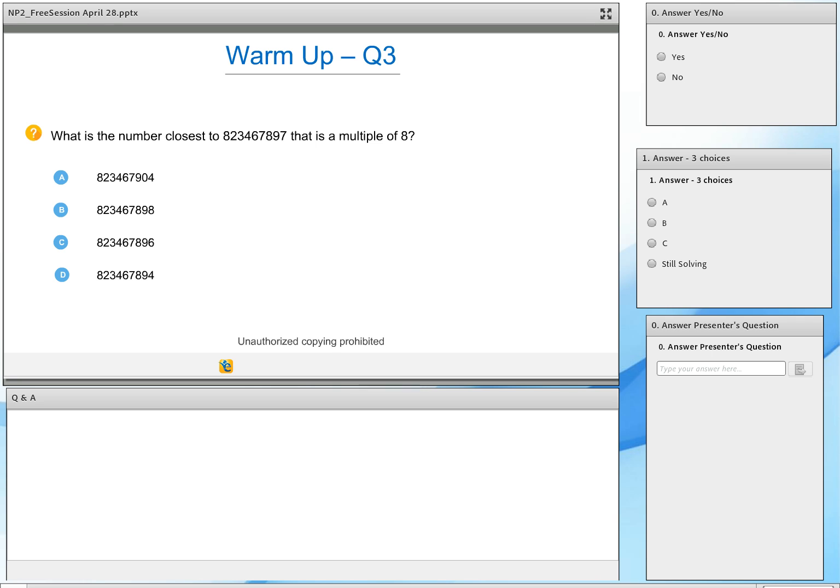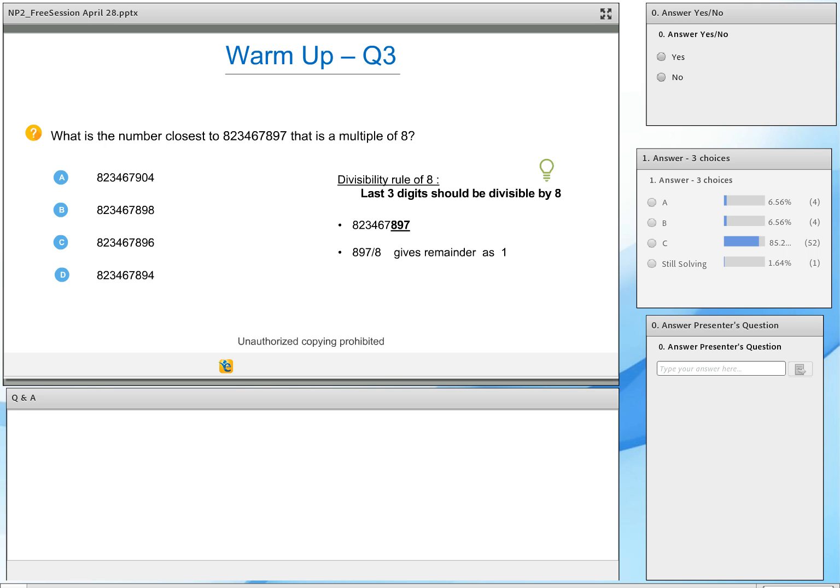All right, I'm going to end the poll now. Good job here. Choice C is the correct answer. Now, what's the divisibility rule of 8? That the last three digits should be divisible by 8. Now, in this case, if I take up the last three digits of this number, 897, I divide that by 8 and that gives me the remainder as 1. So the closest number to this number that is divisible by 8 will be the one that's ending in 896, and the correct answer here is choice C.